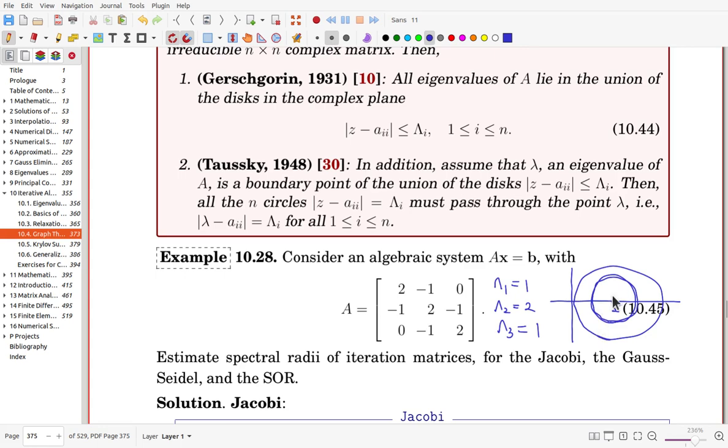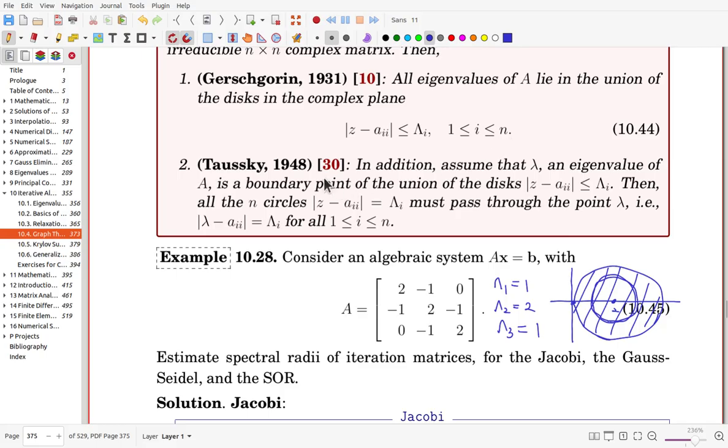Okay, we have these disks, and when you take the union of these disks, the boundary is involved. So once we say eigenvalues are in the union of these disks, because this boundary touches 0, you may ask the question: is it possible for an eigenvalue to be 0? That is not answered by this theory.